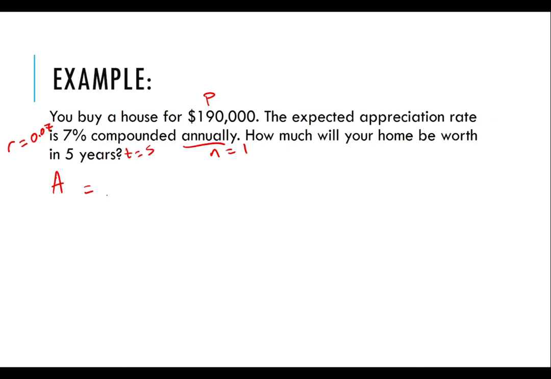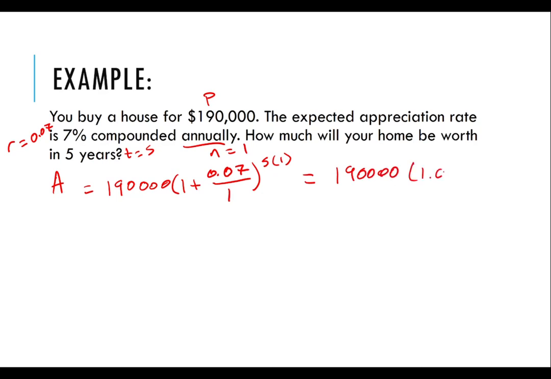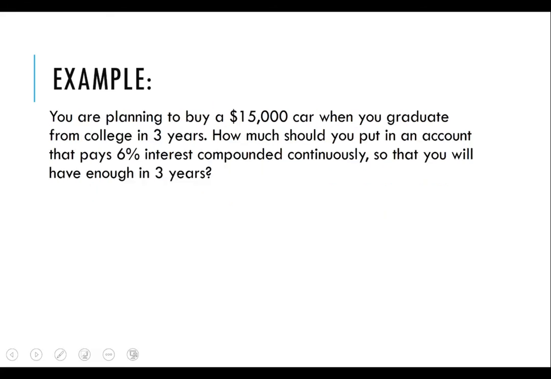And so then after 5 years, we can calculate that this is going to be worth $190,000 times 1 plus 0.07 divided by 1 raised to the 5 times 1 power. Then I get that this is 190,000 times 1.07 raised to the 5th power, which I get to be approximately $266,484.83.